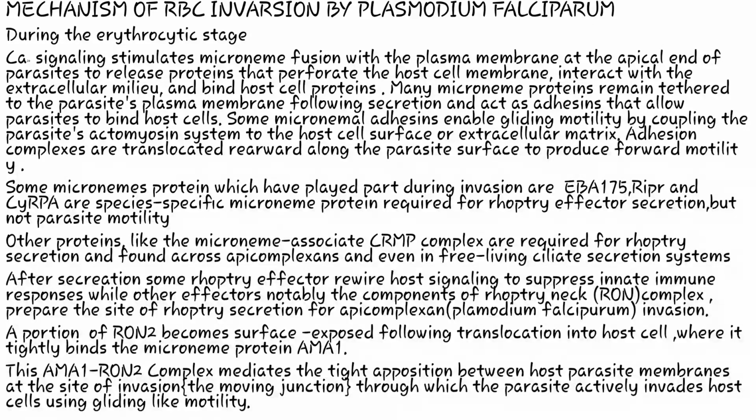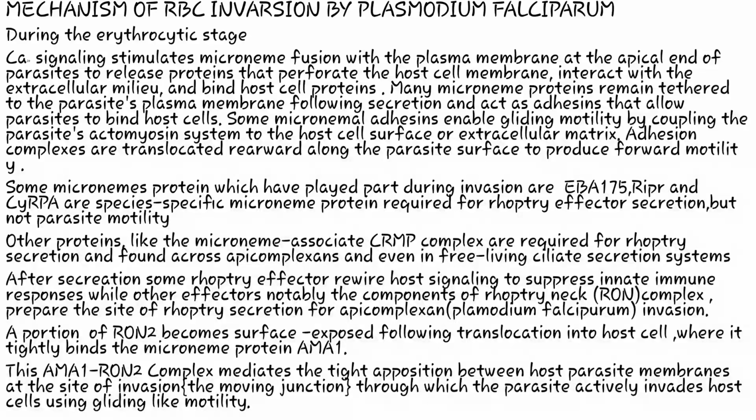So the micronemes tend to produce those apical or micronemal proteins, which aid Rhoptry effector secretion but not parasite motility. Other proteins like the microneme-associated CRPMP complex are required for Rhoptry secretion and are found across apicomplexa and even in free-living ciliates. So proteins like the microneme-associated ones tend to be found in all apicomplexa, and even in ciliated organisms.